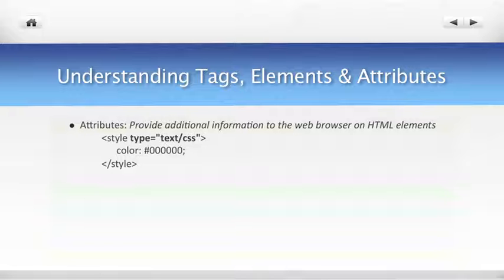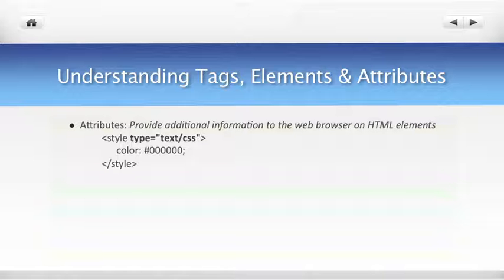The attribute type is given the value text/CSS in this example. Text/CSS is contained within quotes. The information contained within the quotes is the value, which modifies the opening style tag with the type attribute.